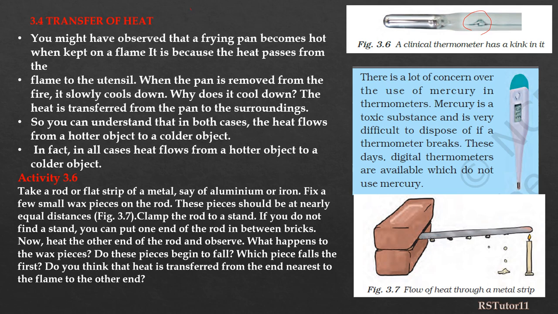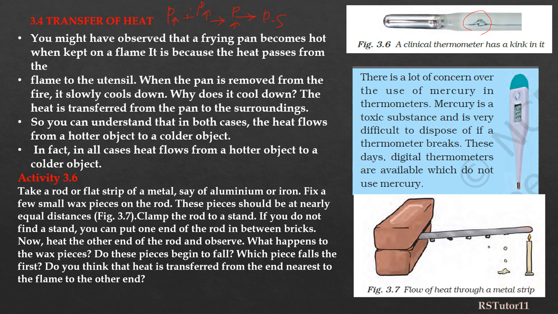First, you kept a pan on the heat. Then the heat is transferred to the pan. Then if you remove the pan from the flame, what happens? The heat is transferred to the surroundings. So this is the transfer of heat. You can understand that in both cases the heat flows from the hotter object to the colder object. In fact, in all cases, heat flows from a hotter object to the colder object.